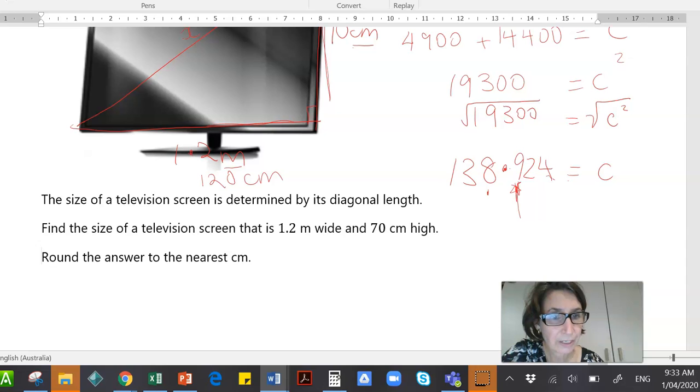Is the number 9 greater than 5? Yes, it is. That means we need to round this up. So it will be rounded up to 139 centimetres is the size of the television screen. So that's the diagonal length.